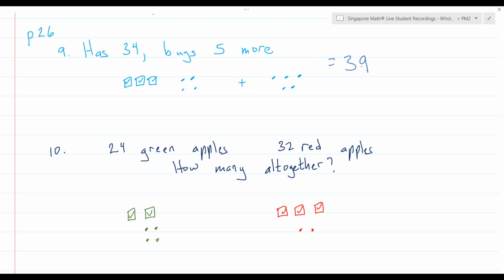Number 10, there are 24 green apples, 32 red apples. The question is, how many apples are there altogether? Look at the apples. There are 2 10s in one group and 3 10s in the other group. That means there are 5 10s when you combine them. The 4 1s and the 2 1s combine to be 6 1s, and so the answer is 56 apples altogether. Now I should have written up here, by the way, 39 is how many keychains he has. It's always good to know 39 what, and in this case it's 39 keychains.